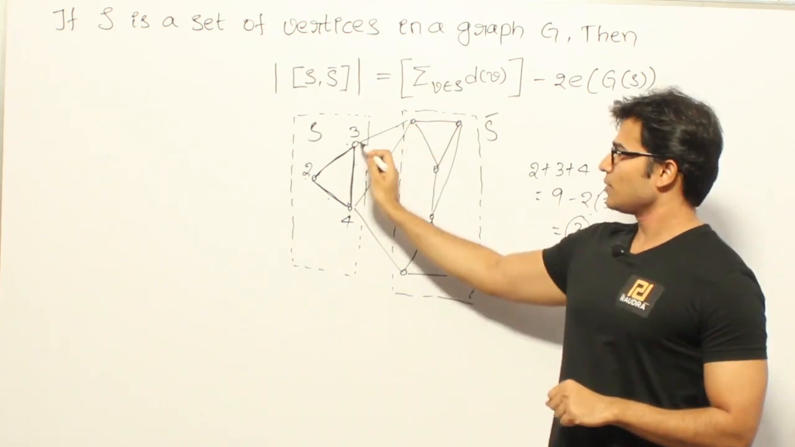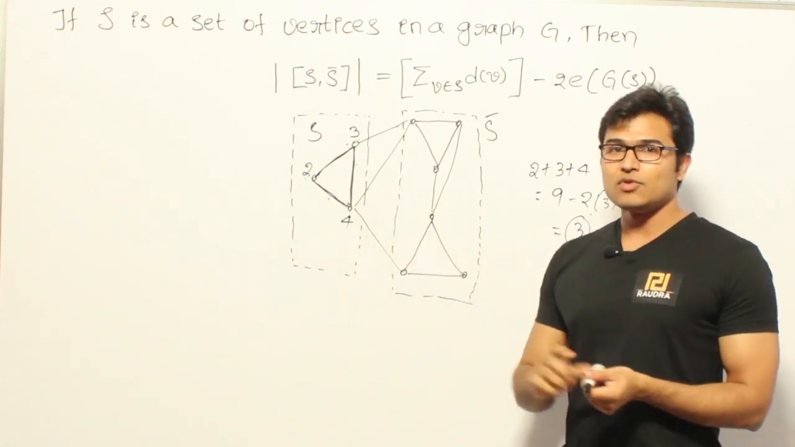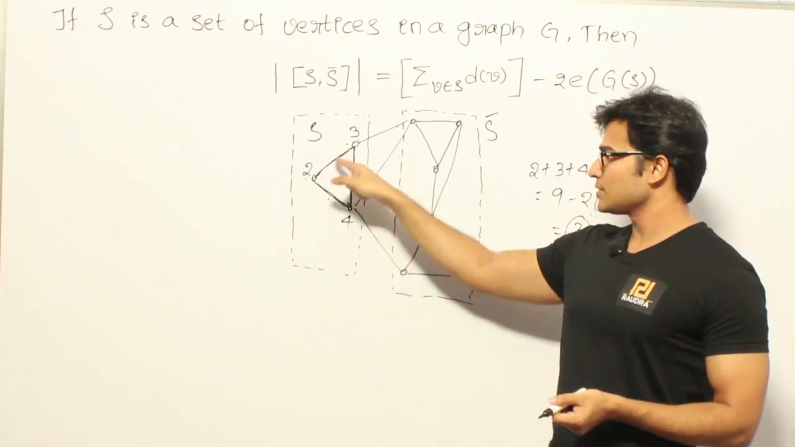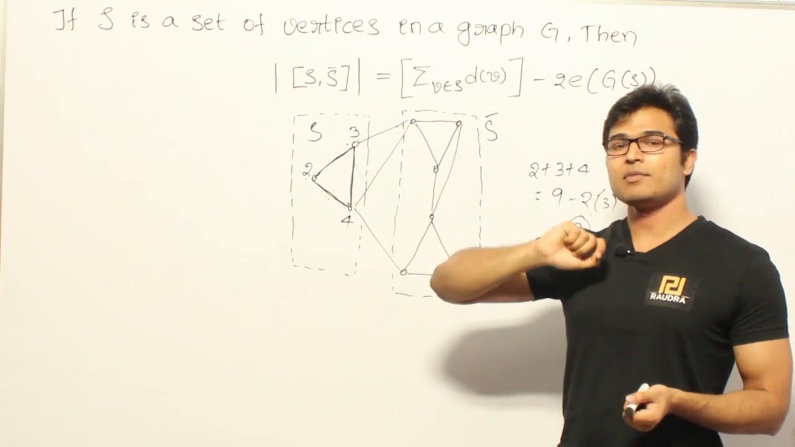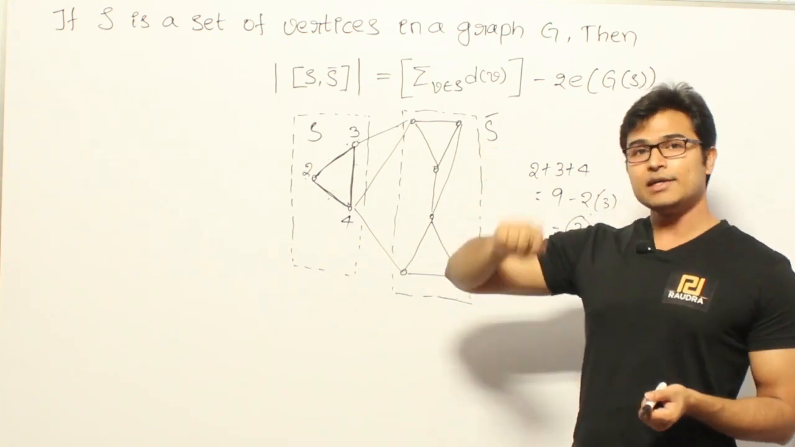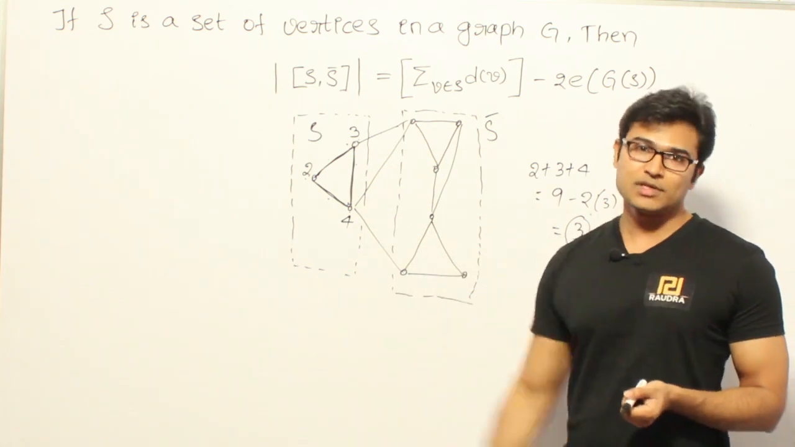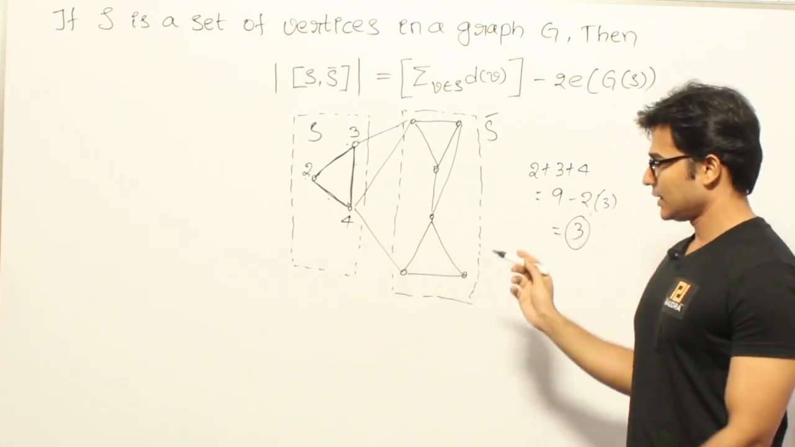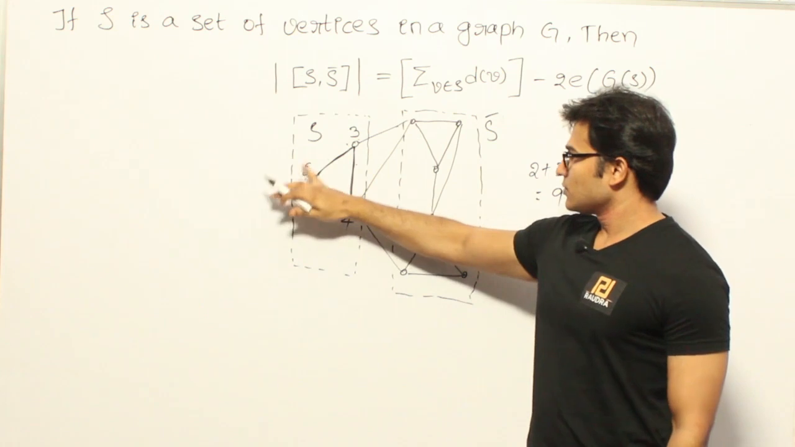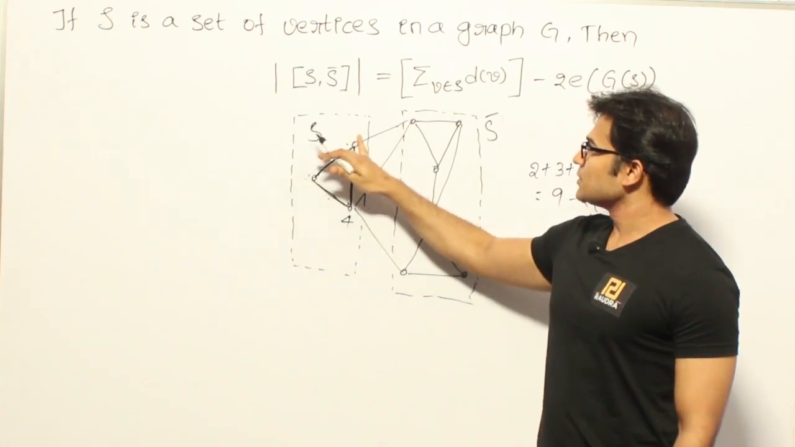So if from the total sum of degrees, if you delete 2 into number of edges present inside it, then the remaining number is nothing but the degree which is contributed by the edges going out, which will be equal to the number of edges going out. If you want to clearly see this, let's not use these numbers, just see this.